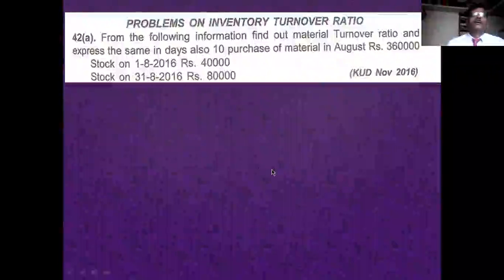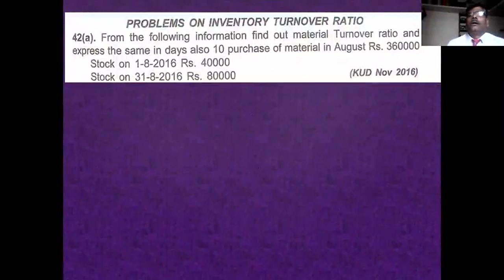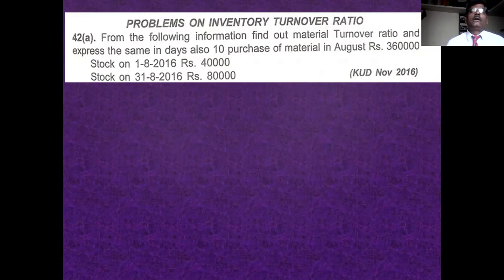Next problem is based on inventory turnover. The first technique is levels of stock. The second technique is economic order quantity. The third technique is inventory turnover ratio, or material turnover ratio. Inventory turnover or material turnover means in how many days, or how many times in a year or a given period of time, the material will turn out, comes in and goes out. How many times in a year we have to refill our stock, that is known as material turnover ratio.